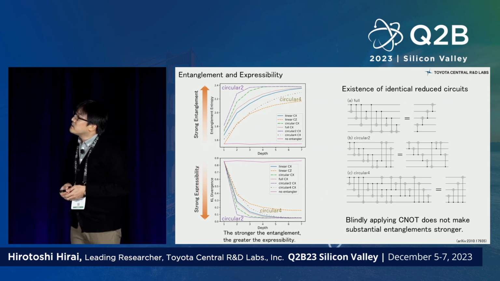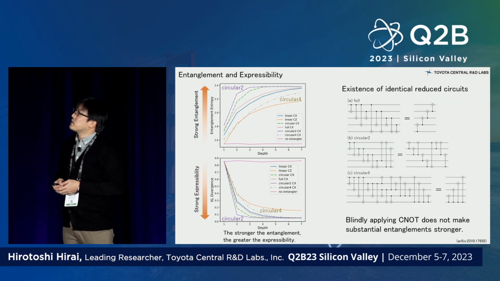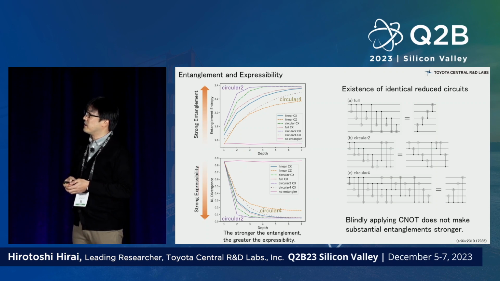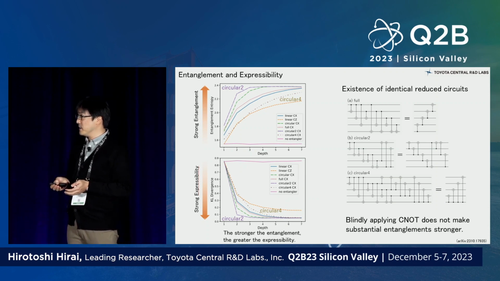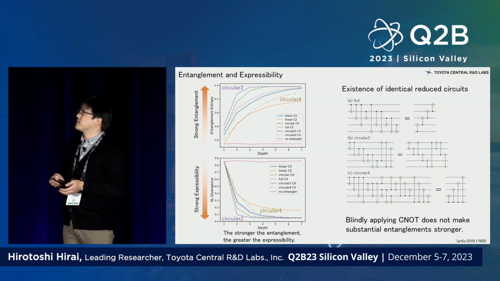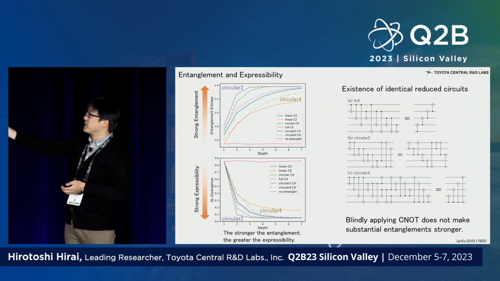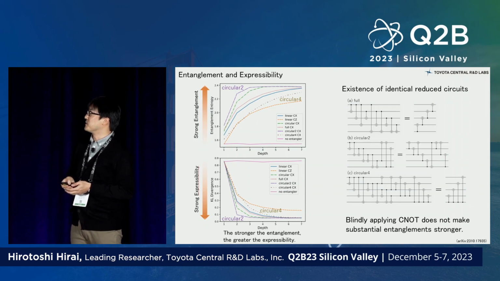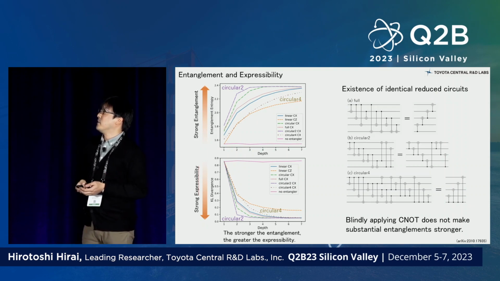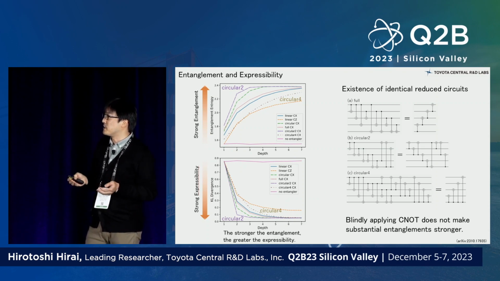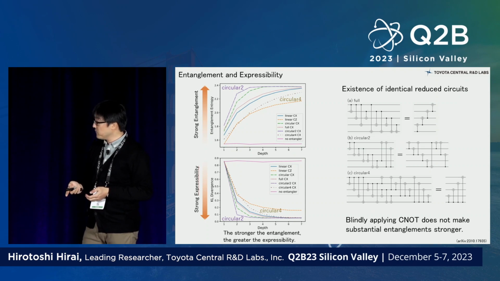This graph shows that this complicated circuit results in very weak entanglement and poor expressibility. This is because of the existence of an identical reduced circuit: this complicated circuit reduces to this simple one. So this tells us that blindly applying CNOT gates doesn't make the actual entanglement substantially stronger.